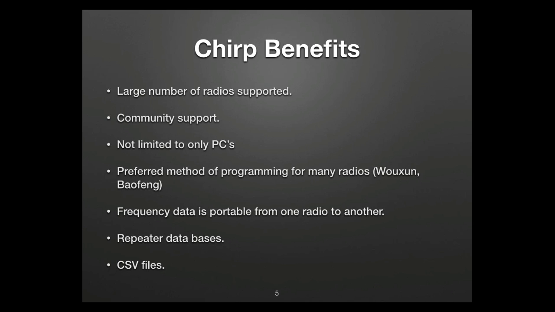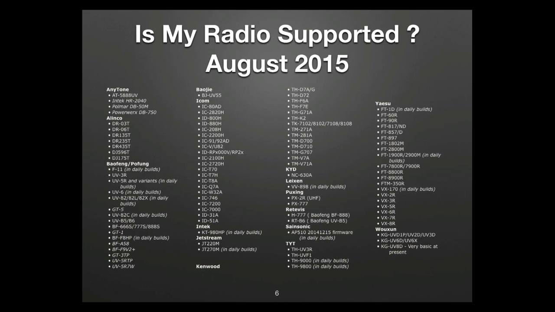It makes it very easy. You can also get databases of different repeaters. I'll go over that a little bit, or you know, create CSV files from Excel or something like that, or some of these other things that generate repeater databases, and bring those in. So the first question that most people have is, is my radio supported?